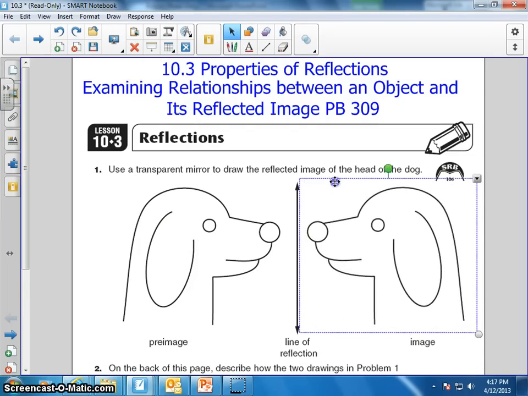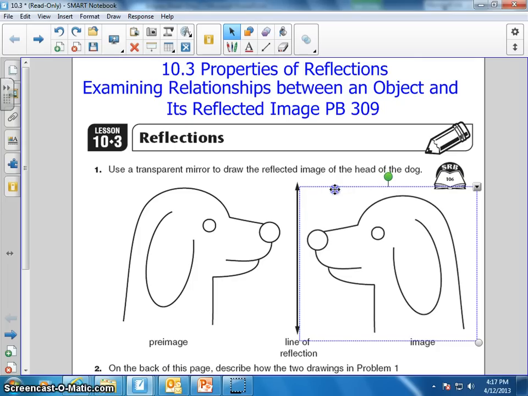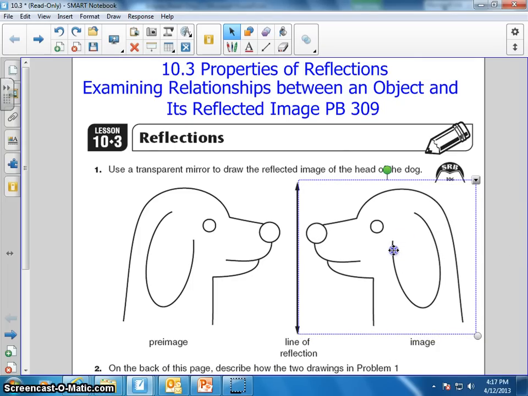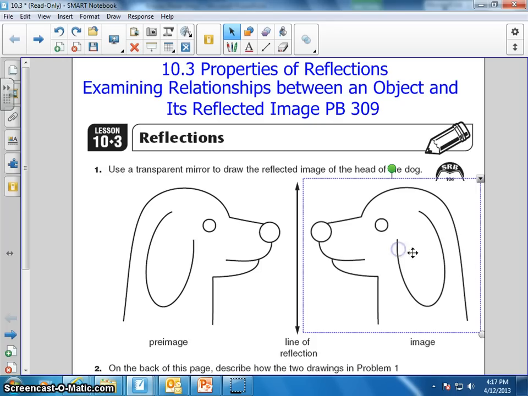Well, here's what the actual image is. And a lot of you discovered that today in working with your mirrors. So it's going to be right about that. So here's our dog, pre-image and image. Notice how the dogs are looking at each other. It's just like you would stare at yourself in a mirror.